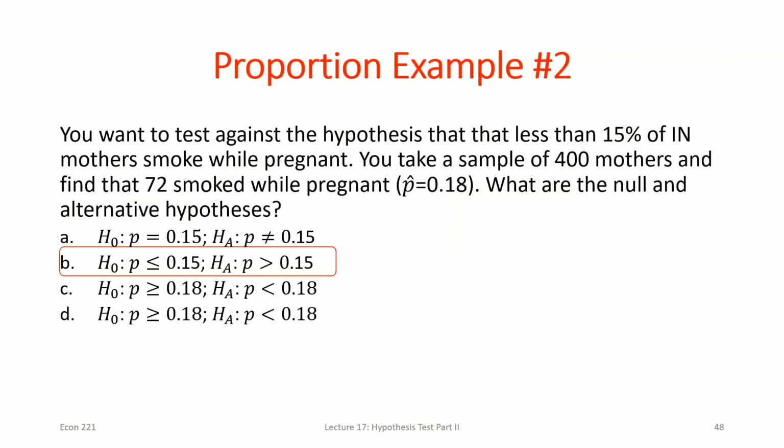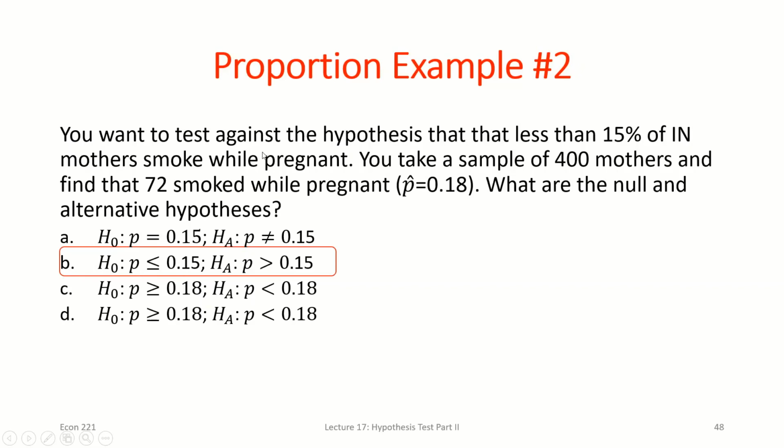So the second example we're going to use is a smoking while pregnant example. We worked this one in class. Once again, I have these for the complete version of the slides. I forgot to turn all my animations on, so we're always going to know the answer, but we can at least walk through why the answer is what it is. So let's say you want to test against the hypothesis that less than 15% of Indiana mothers smoke while pregnant.